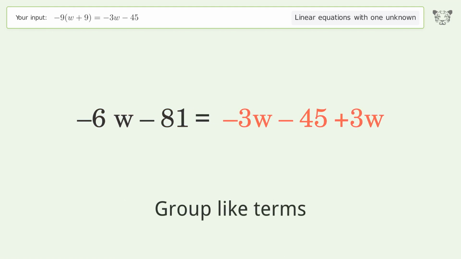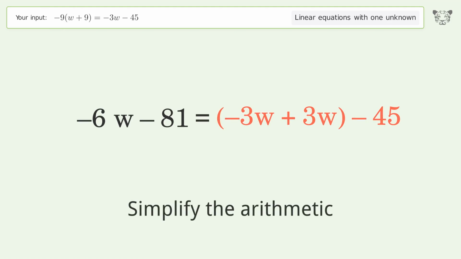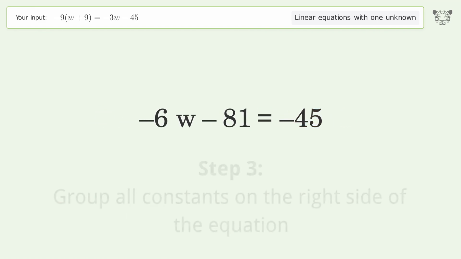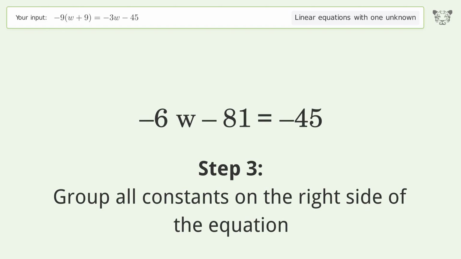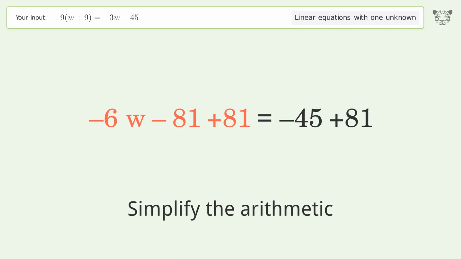Group like terms. Simplify the arithmetic. Group all constants on the right side of the equation. Add 81 to both sides. Simplify the arithmetic.